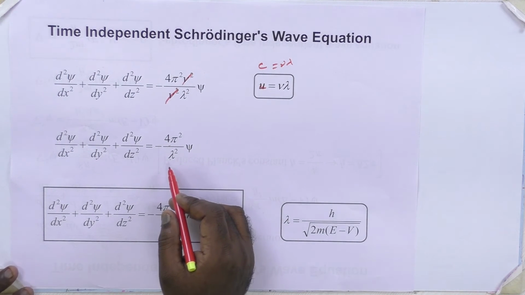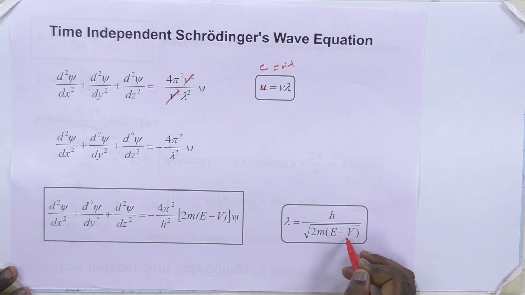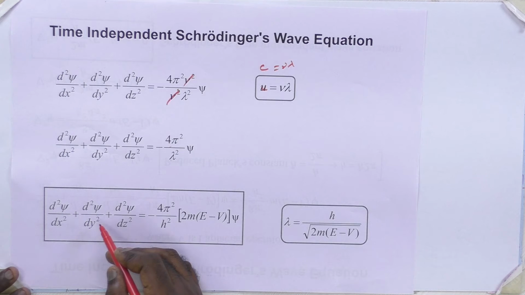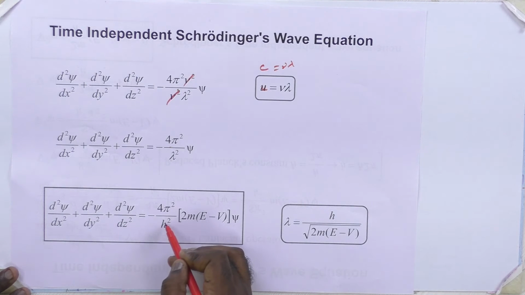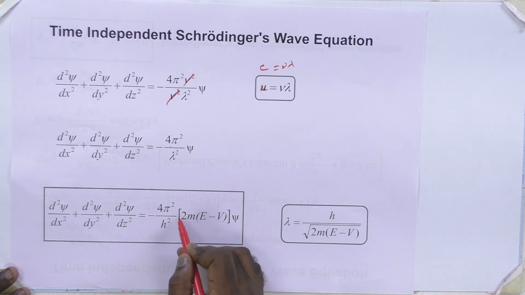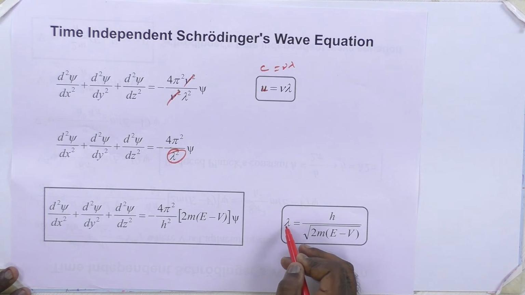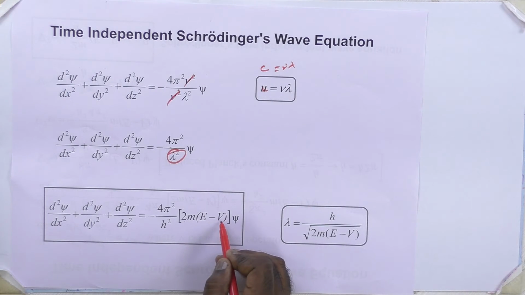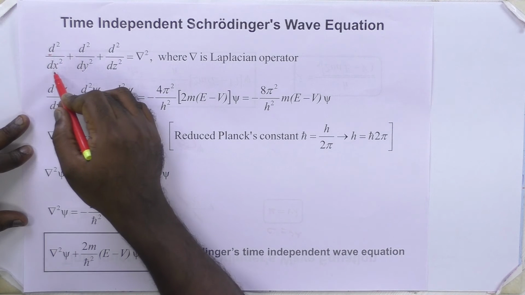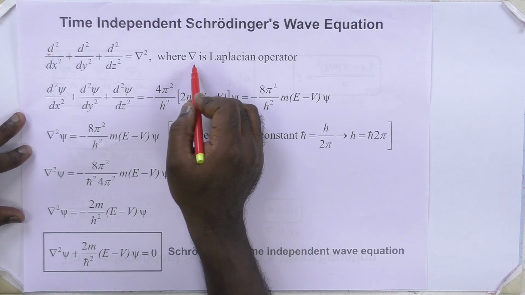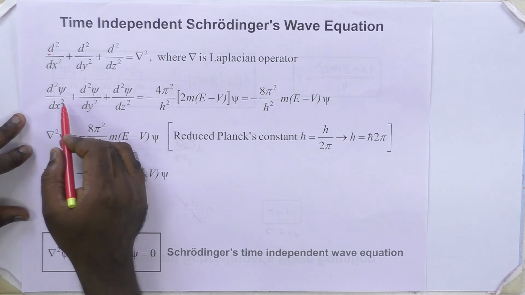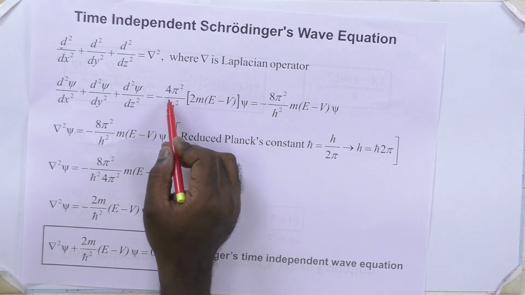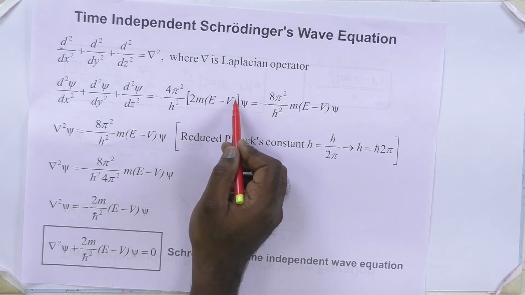Now, from the first assumption, lambda can be written in terms of total energy and potential energy: lambda is equal to h by square root of 2m into (E minus V). So d²ψ/dx² plus d²ψ/dy² plus d²ψ/dz² is equal to minus 4 pi² over lambda squared, where lambda squared is h squared over 2m into (E minus V). This operator, d²/dx² plus d²/dy² plus d²/dz², is called the Laplacian operator. So we get minus 4 pi² times 2m into (E minus V) by h squared into psi.